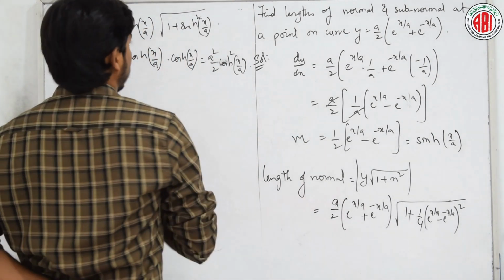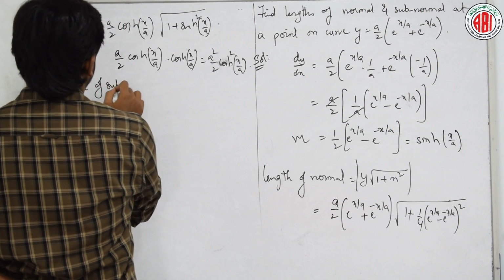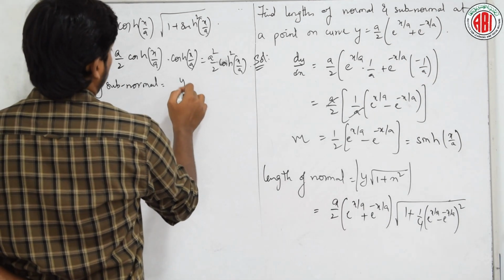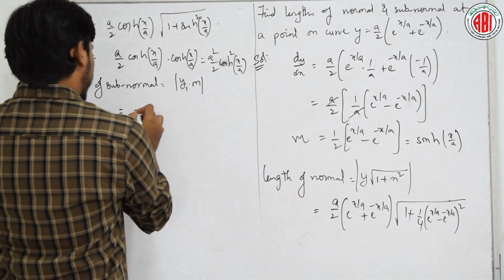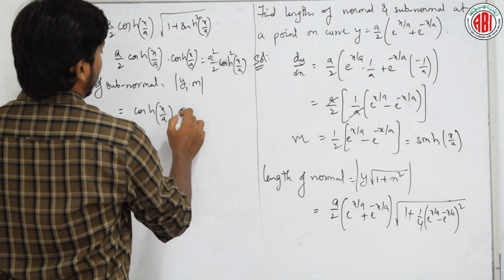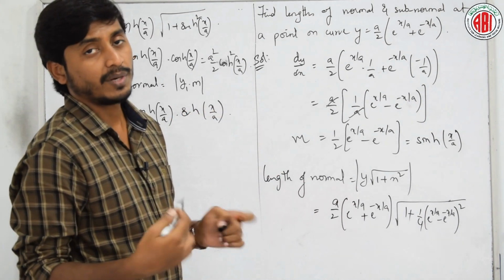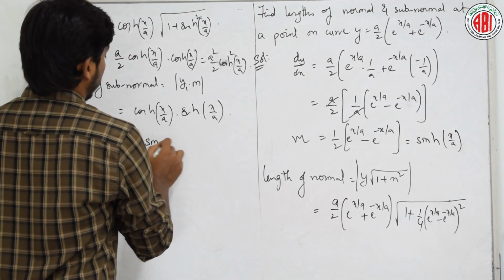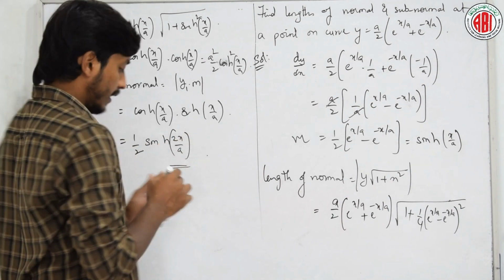What about the length of a subnormal? Length of subnormal is equal to, what's the formula? y1 into m. That is nothing but, what is y1? That is nothing but cosh x by a. What is m? That is sinh x by a. That's it. If you want to multiply and divide by 2, you will get it as 1 by 2 sinh 2x by a. Is it fine?